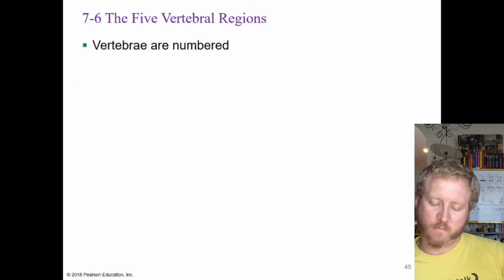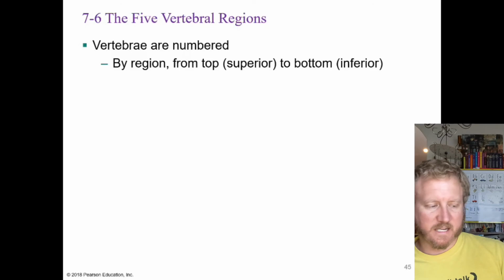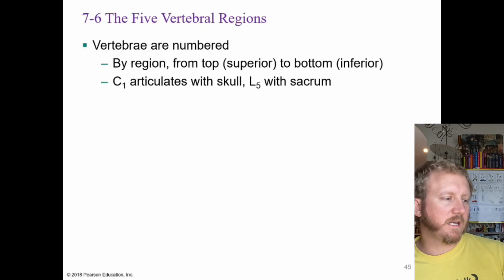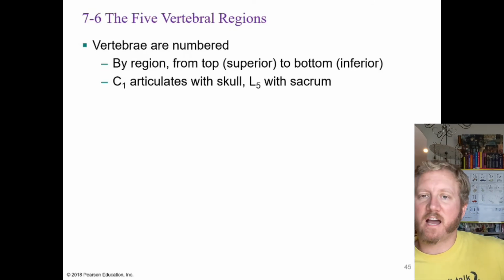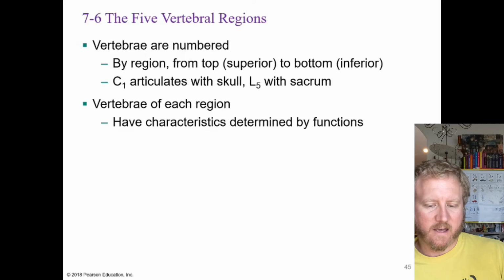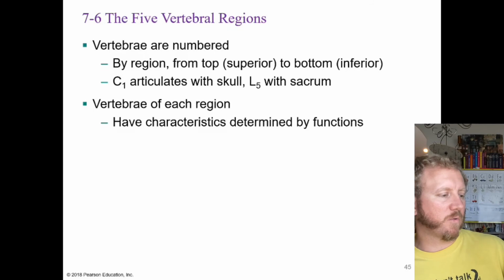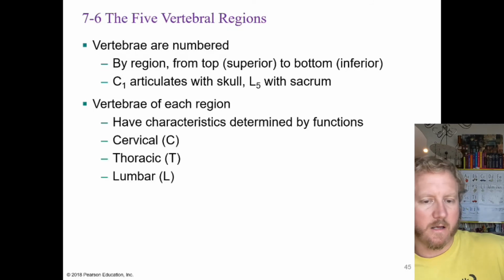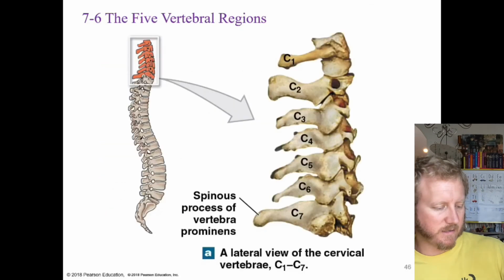The vertebrae are numbered based on their region going from top to bottom. C1 articulates with the skull. That's the first one, the highest one. And then L5, the lowest one, articulates with the sacrum, which is part of the pelvic girdle. Each vertebra has characteristics that are specifically determined by its function. So we've got cervical, thoracic, lumbar, sacral, which makes the sacrum, and the coccygeal, which makes up the coccyx.